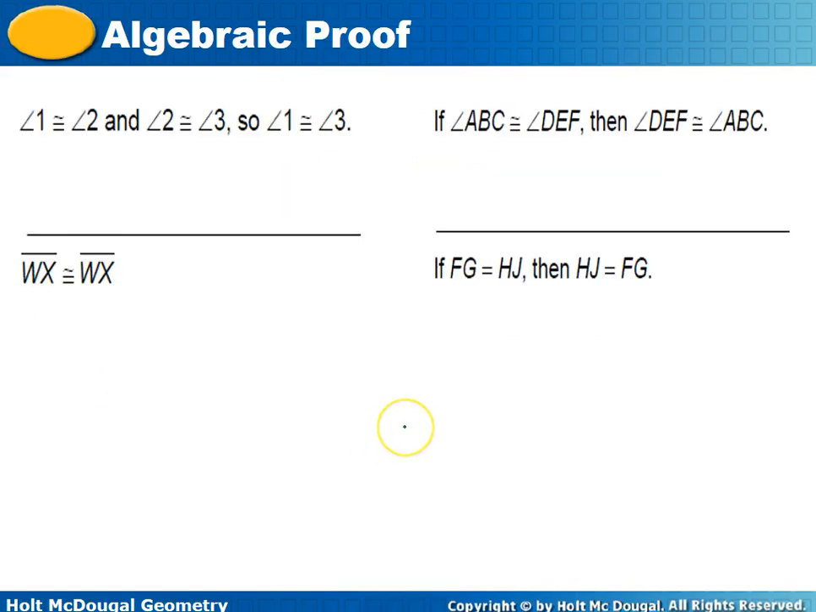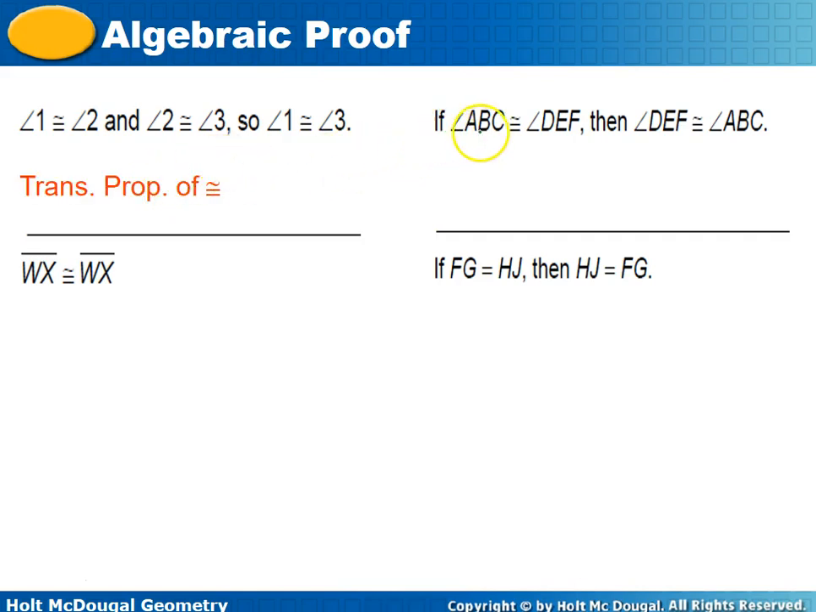All right, our last one. So go ahead and do these and come back to me and check them. So this first one, which on your note says A, angle 1 and angle 2 are congruent, and angle 2 and 3 are congruent, so angle 1 and 3 are congruent. This is going to be our transitive property of congruence.